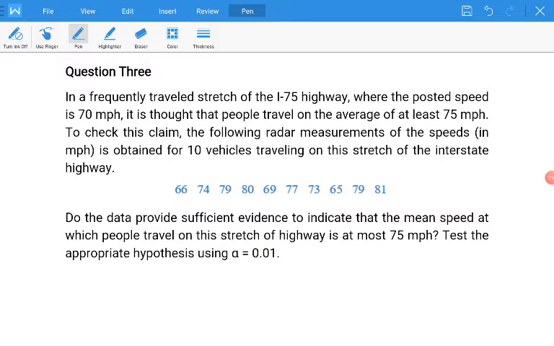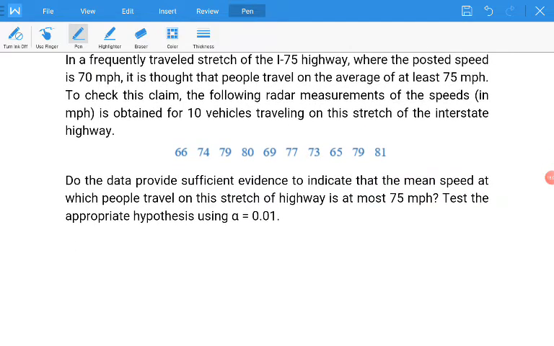Question number 3 reads, in a frequently traveled stretch of the I-75 highway, where the posted speed is 70 miles per hour, it is thought that the people travel on average of at least 75 miles per hour. To check this claim, the following radar measurements of the speed in miles per hour is obtained for 10 vehicles traveling on the stretch of the interstate highway.